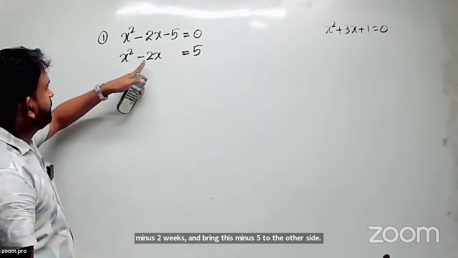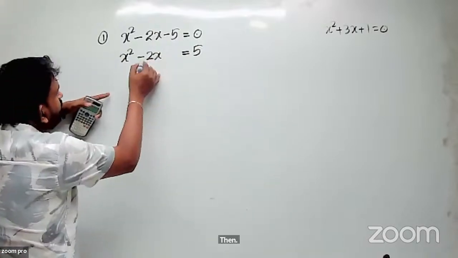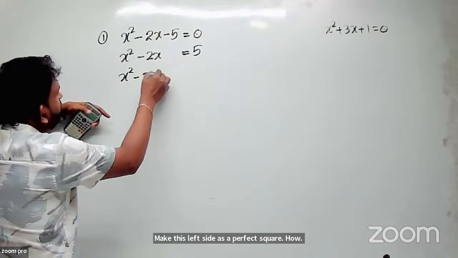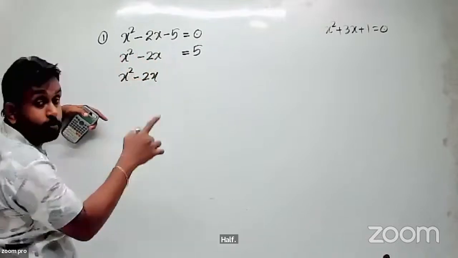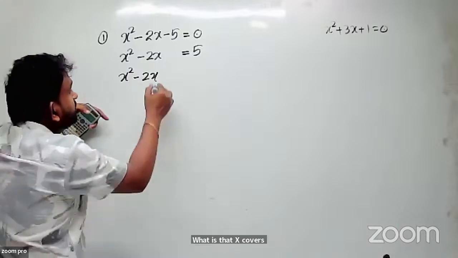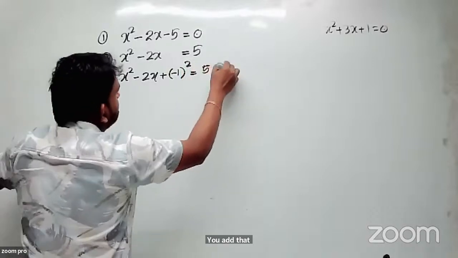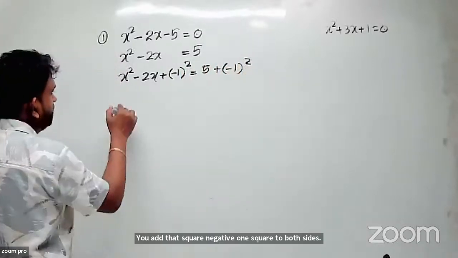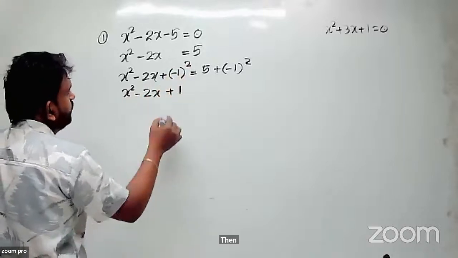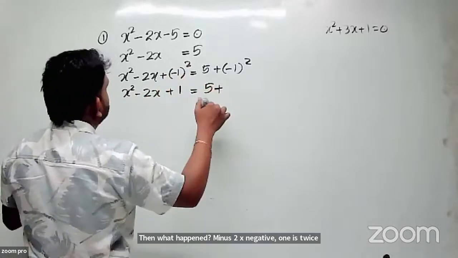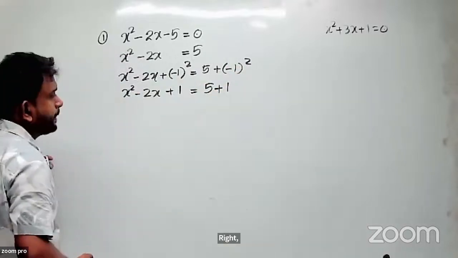Okay. Then make the left side a perfect square. How? The x coefficient, half, what is that? The x coefficient is negative 2. Negative 2 half means negative 1. You add that square, negative 1 squared, to both sides. Then what happened? x squared minus 2x, negative 1 squared is positive 1, equals 5 plus, right, 1. Negative 1 squared means positive 1.